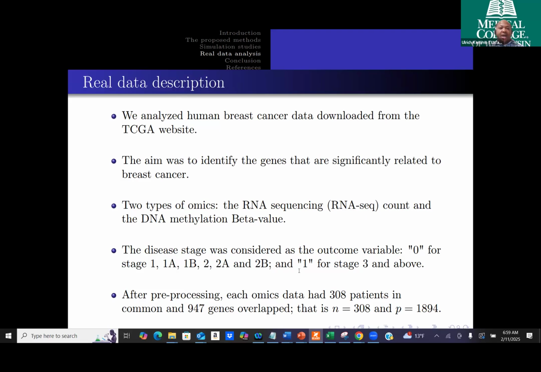and the aim was to identify the genes that are significantly related to breast cancer. We have two types of omics, the RNA sequencing counts and the DNA methylation beta value, and we coded 0 as stage 1, 1A, 1B, 2, 2A, and 2B, which is the stage of the disease, and 1 as stage 3 and above. So after the preprocessing step, we end up with 308 samples with 1,894 covariates.